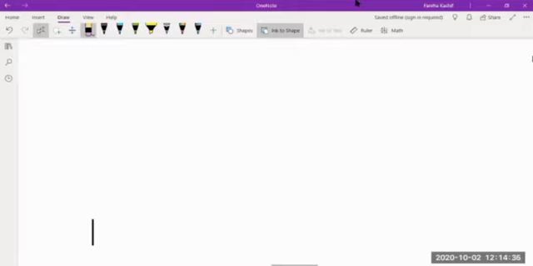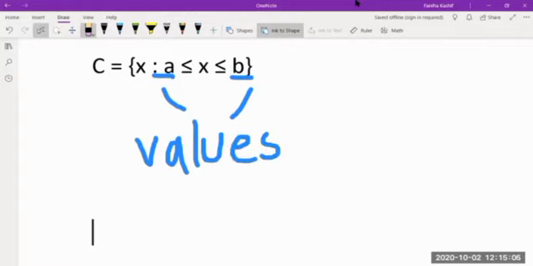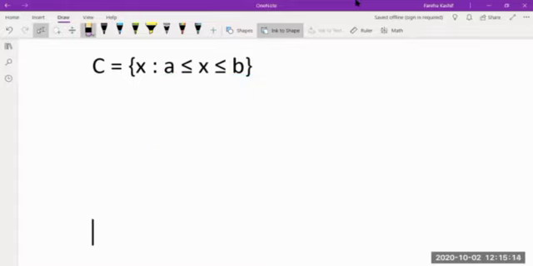Moving on to set C. Set C says that x is such that a is less than or equal to x, which is less than or equal to b. So a and b are going to be any two values that will either be given in the question or you will have to calculate them. And of these two values, a is going to be smaller than x and b is going to be larger than x.